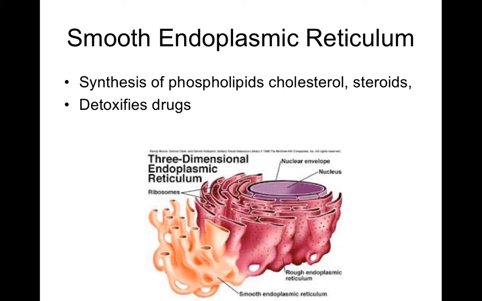Also, it detoxifies drugs. So a great question would be, what cells in your body would have a lot of smooth endoplasmic reticulum? Think about what organs detoxify your body. It also, in other specific types of cells, specifically any type of muscle cell, it stores calcium.